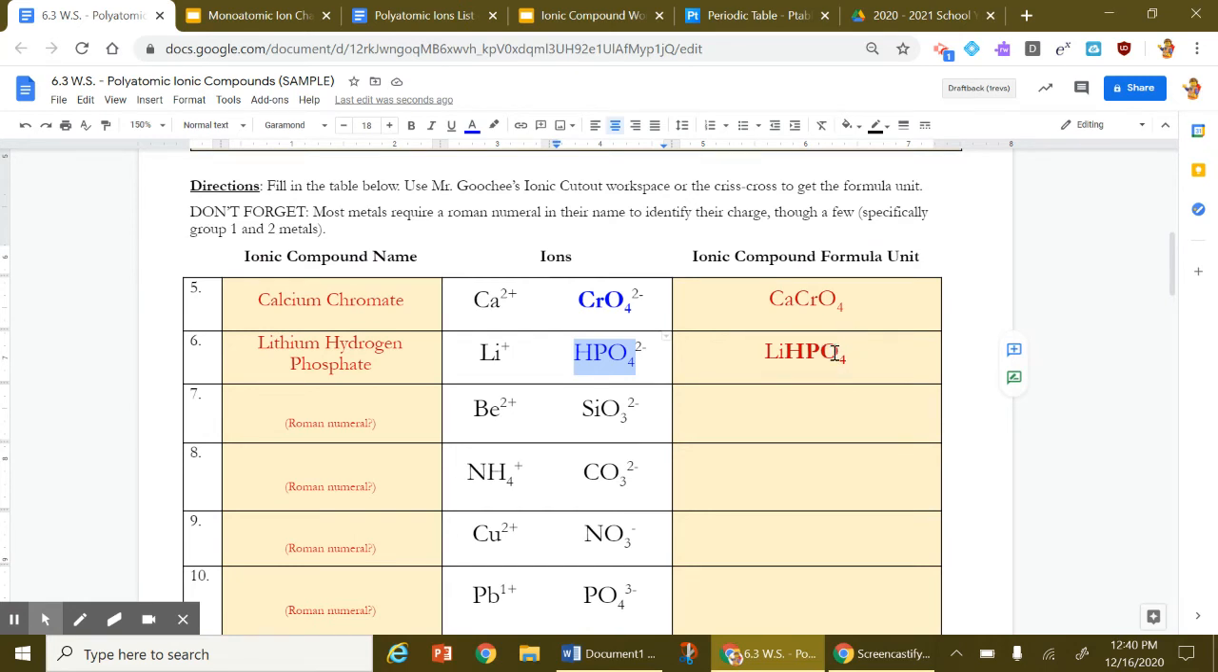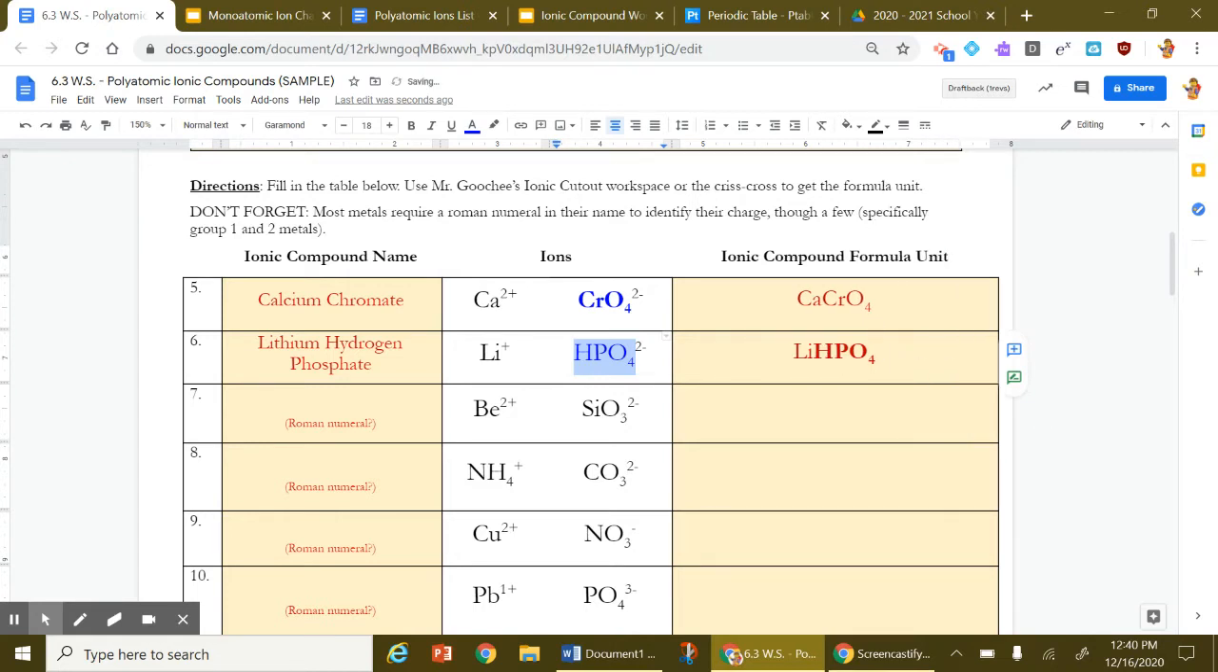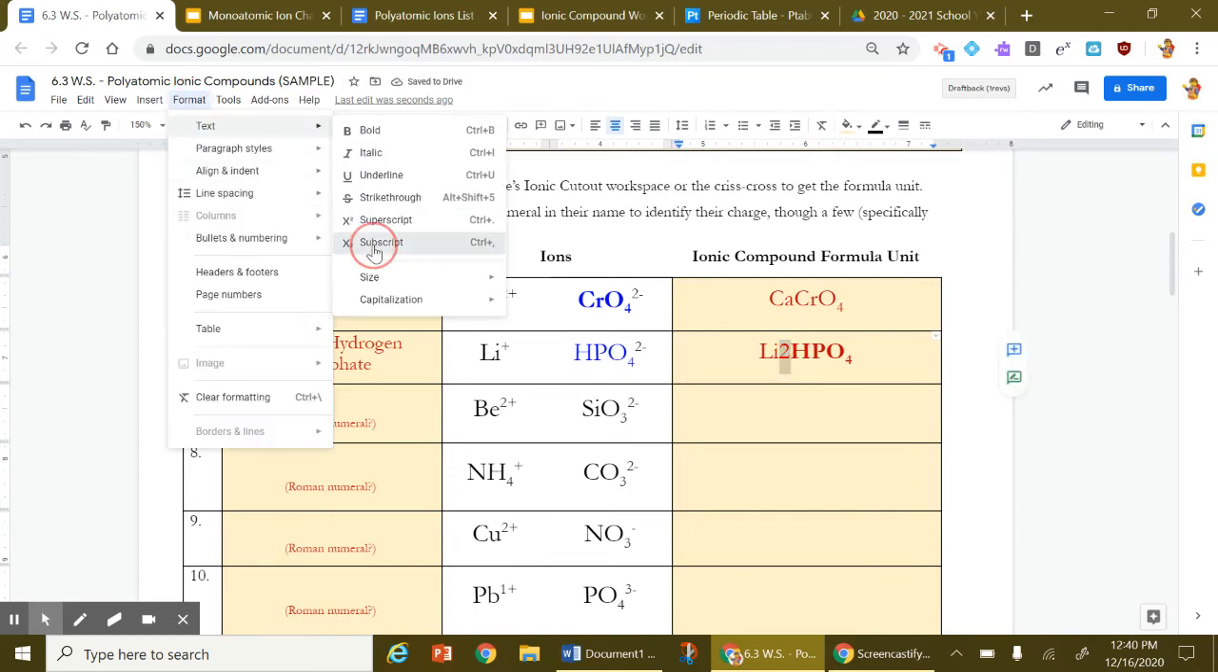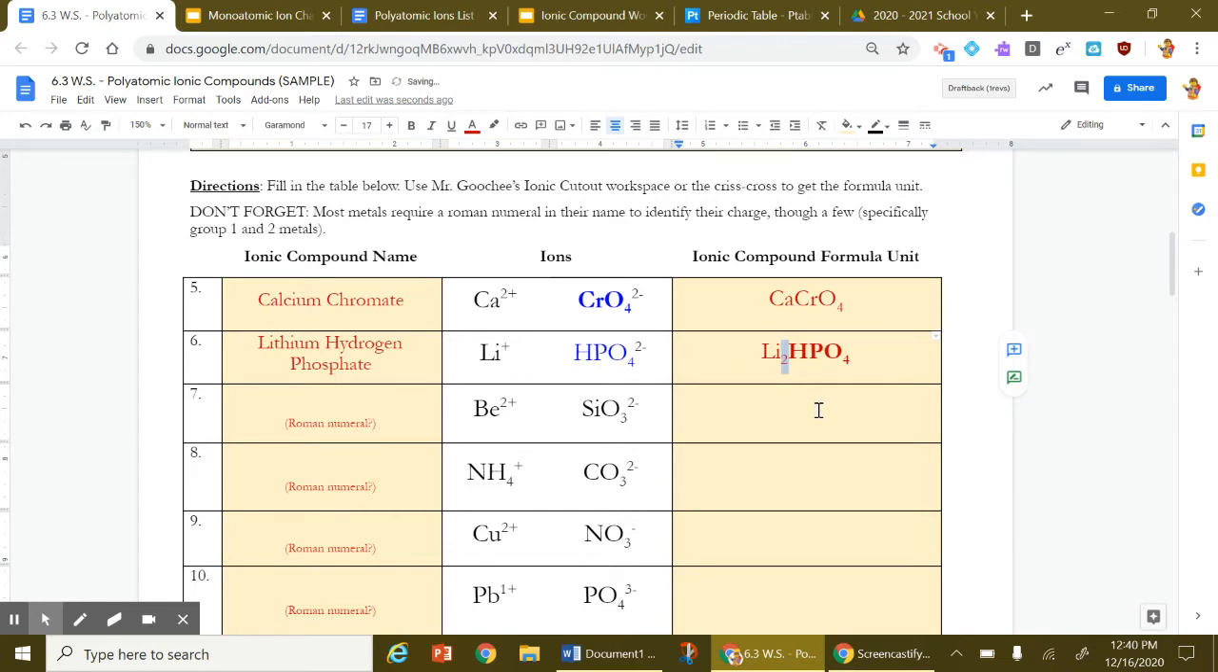It's kind of like saying I have a car. It has a chassis and 4 wheels. All right, I don't look at my car and say, oh, I have 4 cars because I have 4 wheels. That doesn't make any sense. The 4 wheels are part of a single car. And these 4 oxygens here are part of this single hydrogen phosphate. So that's the formula right here. Li2, because there's 2 lithiums, HPO4, okay.